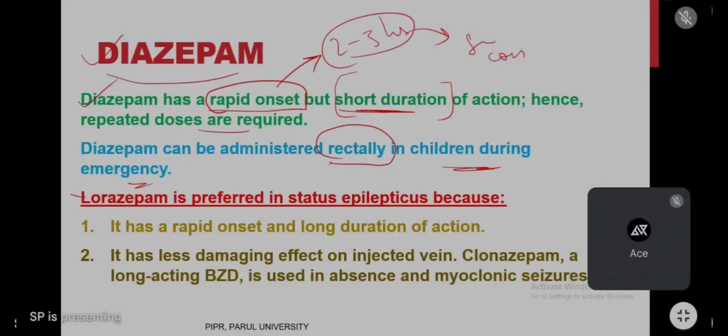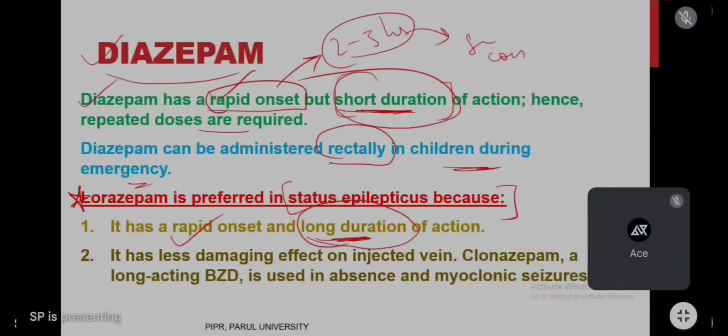And next one is lorazepam. Lorazepam is very similar to diazepam. It is preferred in status epilepticus. Diazepam has rapid onset of action, and this also has rapid onset of action. The main difference is that diazepam has short duration of action, whereas lorazepam has long duration of action.